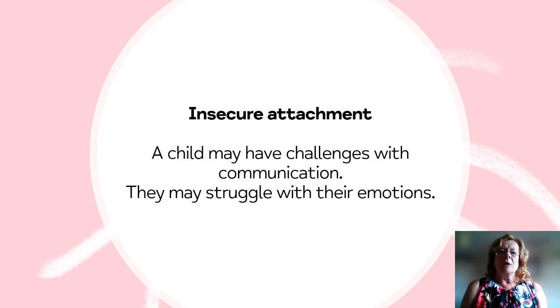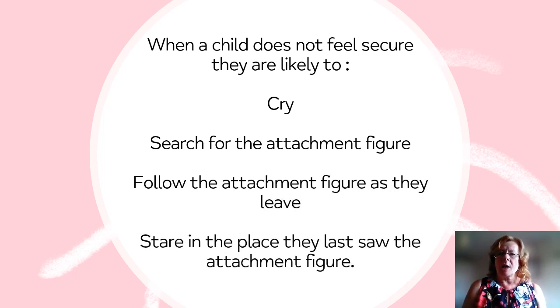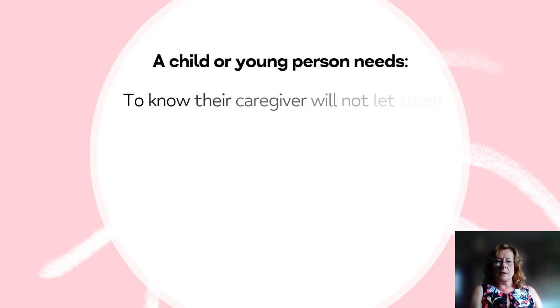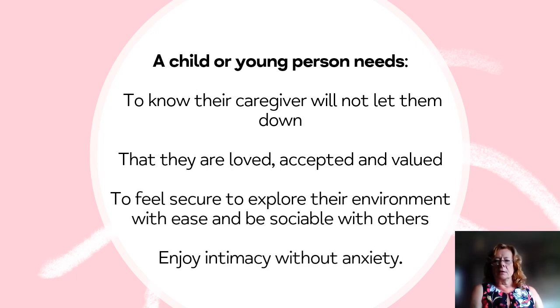Within secure attachment, a child may have challenges with communication, and they may struggle with their emotions. If a child does not feel secure, they are likely to cry, to search out the attachment figure, to follow the attachment figure as they leave, to stare into the place where they last saw the attachment figure. A child or young person needs to know that their caregiver will not let them down, that they are loved, accepted and valued. They need to feel secure to explore their environment with ease and to be sociable with others and to enjoy intimacy without anxiety.